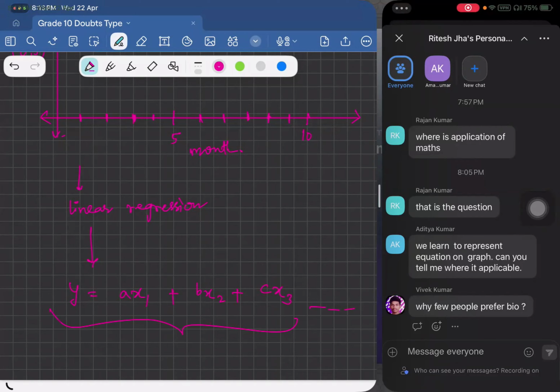All these things are based on linear regression, and they are in turn based on the equation of the straight line, the equation on the graph. You get it, right? So I hope I have answered your question, Aditya Kumar.